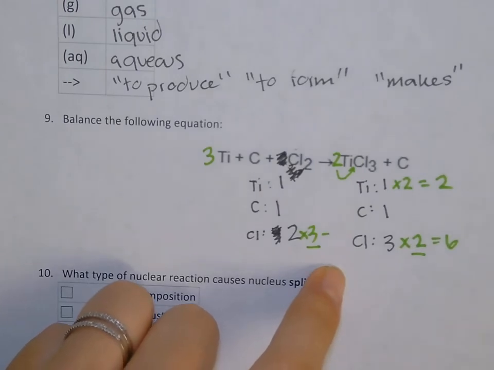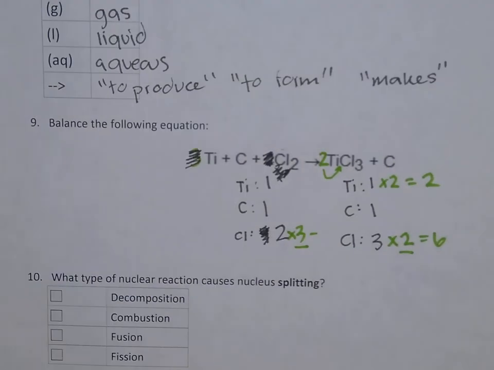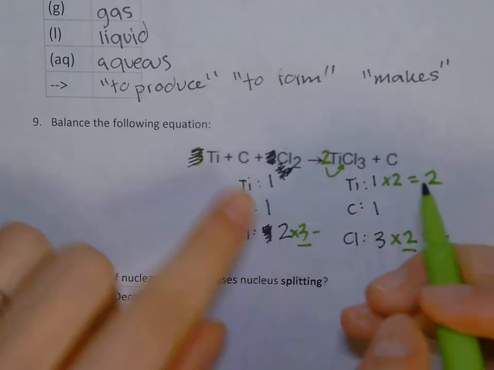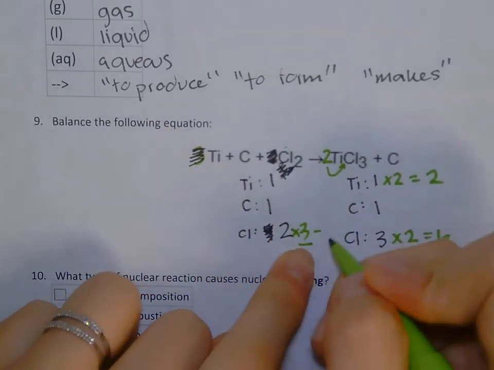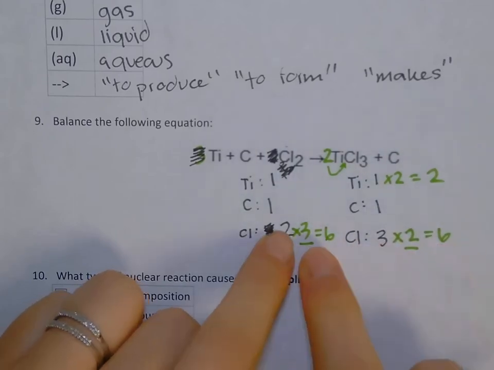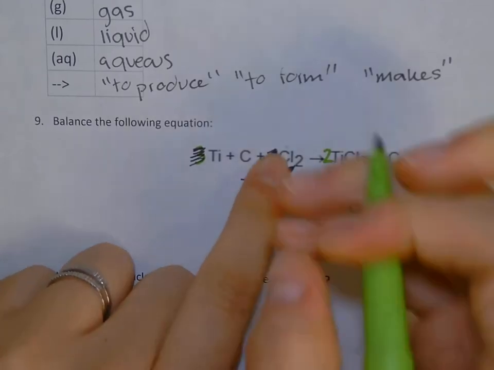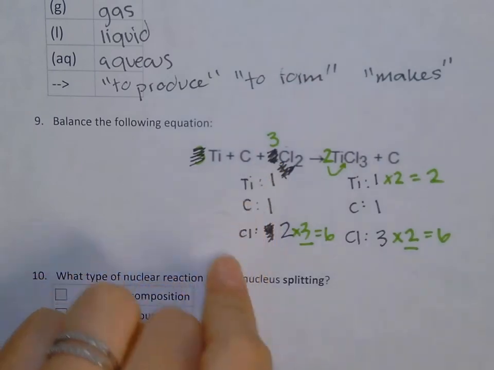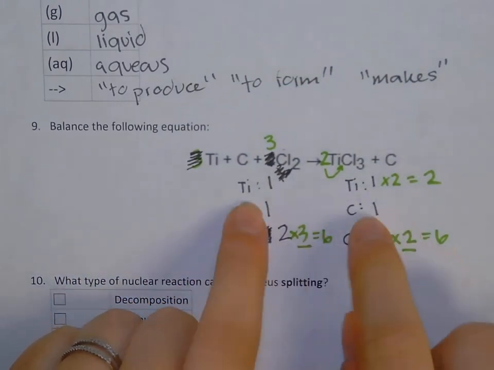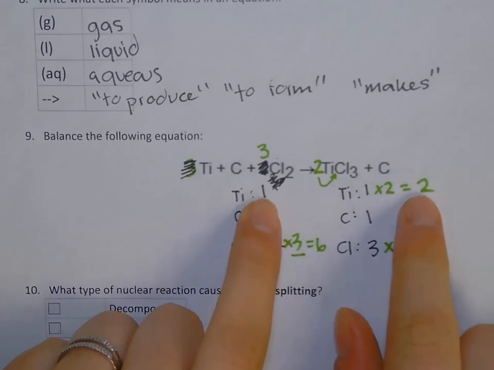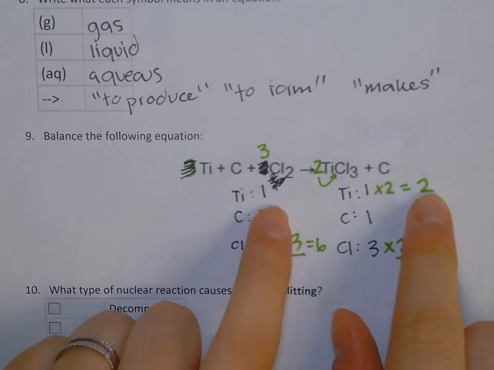Hold on, guys. Let me restart this. All right, I put it together. So I multiplied this side by 3 so that my chlorines would equal 6. But to do that, I need to put a 3 in front of my chlorine so that it's balanced. Cool. So now I have my chlorines balanced, my carbons are balanced, but my titaniums are not because I have 2 on this side and 1 on this side.